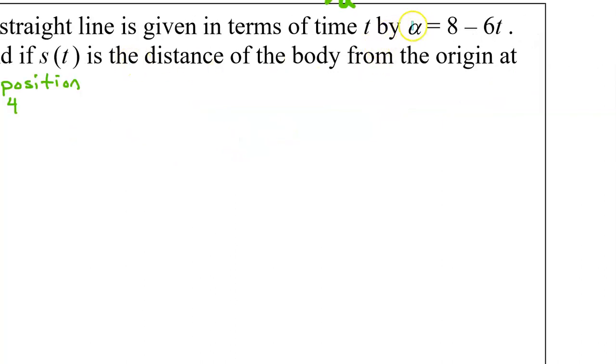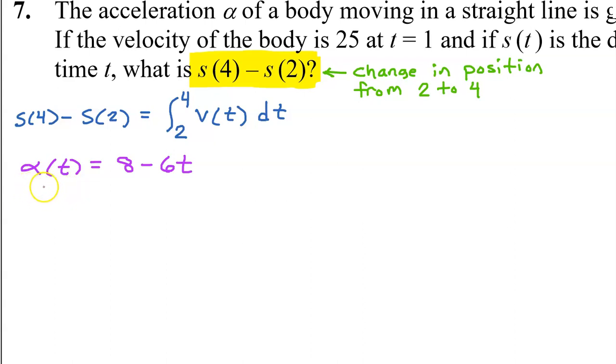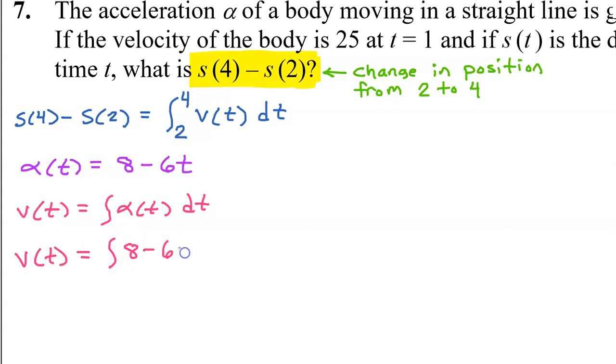But we do not have a velocity equation, we have an acceleration equation. So how do we turn an acceleration equation into a velocity equation? You take the integral, of course. Here is the acceleration equation that they gave us. The velocity is going to be the integral of the acceleration. In other words, velocity will equal the integral of 8 minus 6t dt.